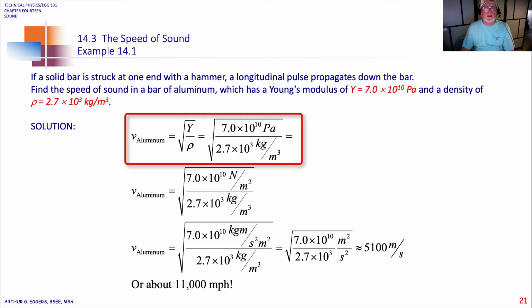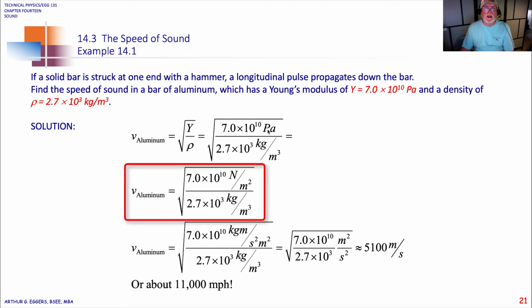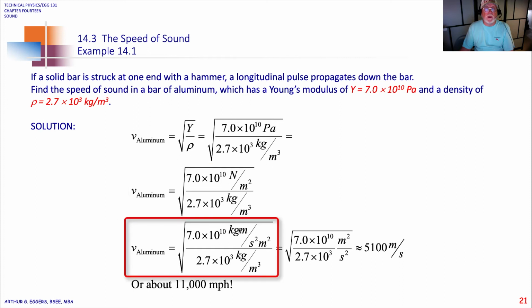So the next step is, we know that a Pascal is a Newton per meter squared. Well, that gets us closer. So now we have newtons per meter squared divided by kilograms per meter cubed. We need to break it down more. We need to tease out the fundamental units of this Newton. Well, if you remember, the fundamental units of a Newton is a kilogram meter per second squared.